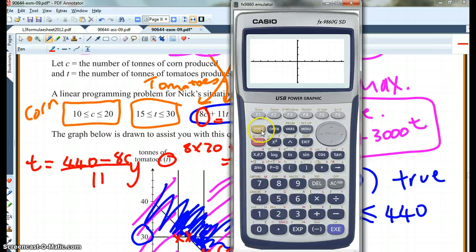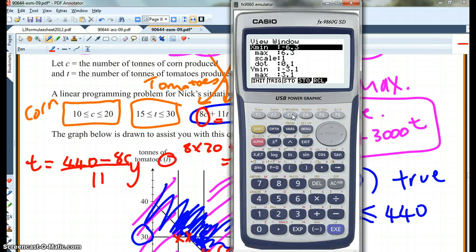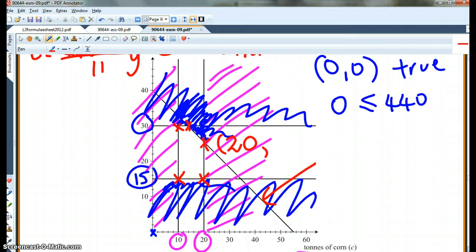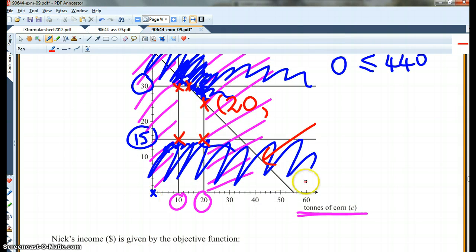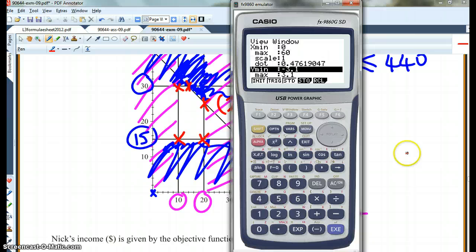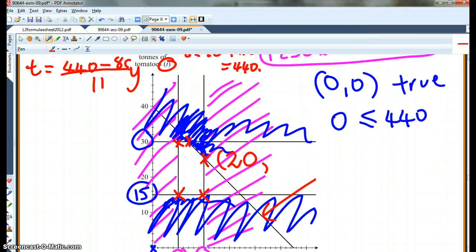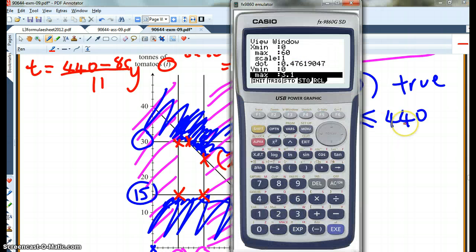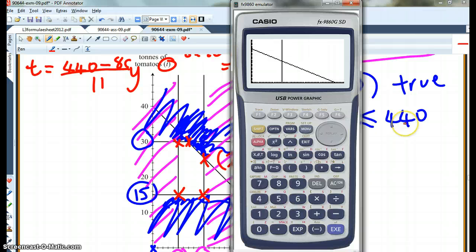Okay, shift view window is what I wanted to show you. So if I look at the actual graph that I'm given here, I can see that my x minimum is 0 and my x max is 60. So it's important to know that you can go the 0 and the 60. And then the y minimum is 0. And what's my y max? Maybe let's go 50, because the graph kept going. And then what's on my calculator looks more like what's on the paper.